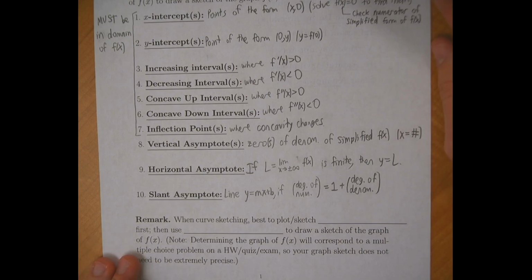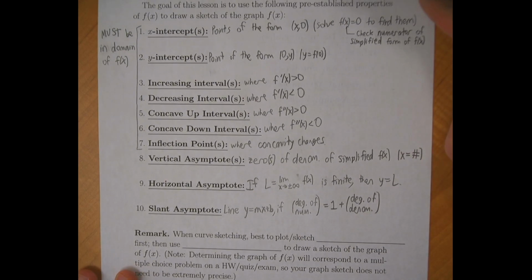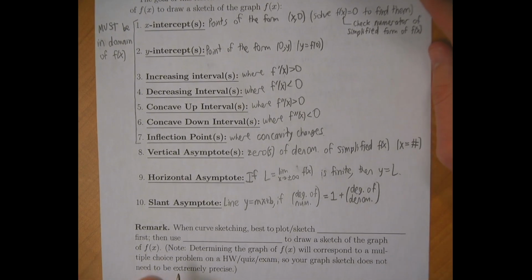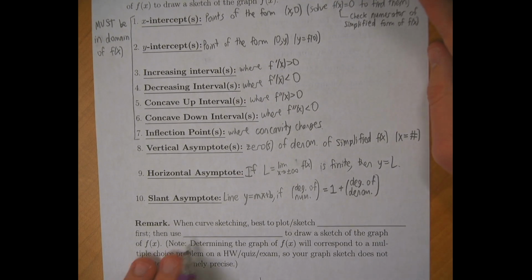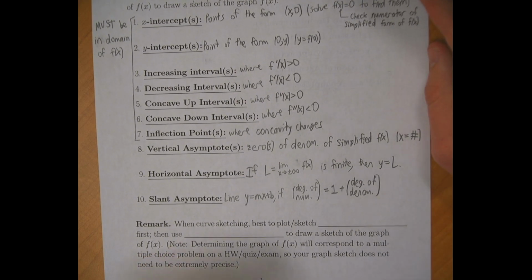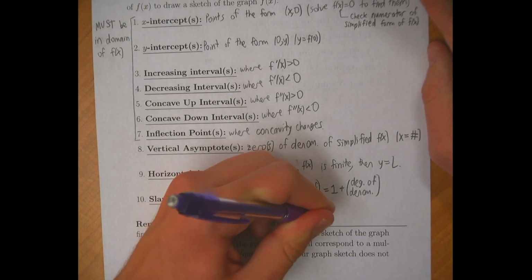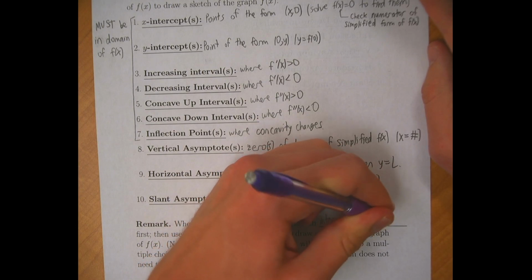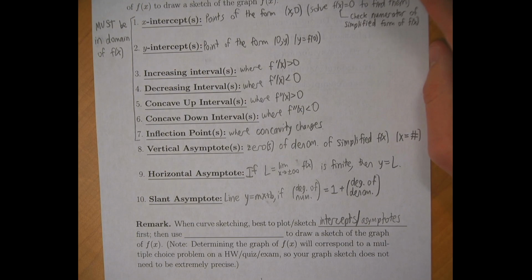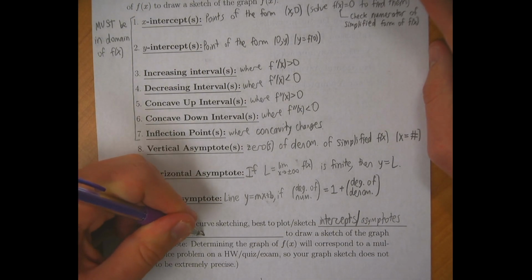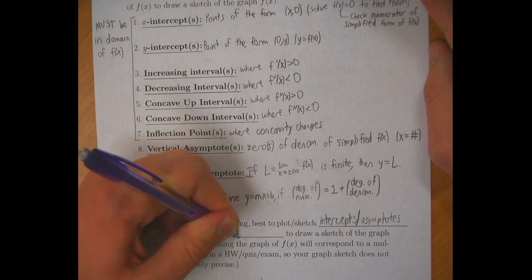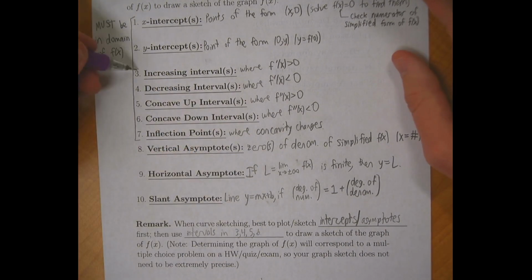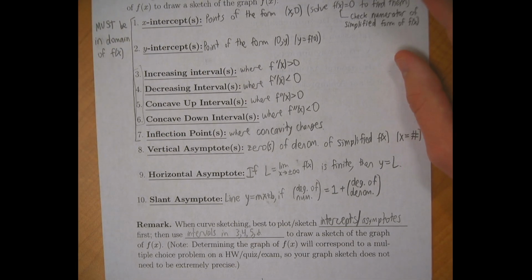So basically that's just a quick little review of the stuff we've already seen up until this point. So nothing too crazy with that. So one quick little remark before we move on to our examples for today. When curve sketching, it's best to plot or sketch intercepts and asymptotes first, and then we use intervals in 3, 4, 5, and 6, so basically these intervals up here, to draw a sketch of the graph of f of x.